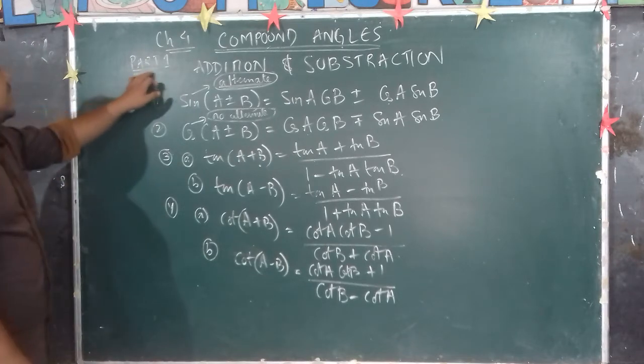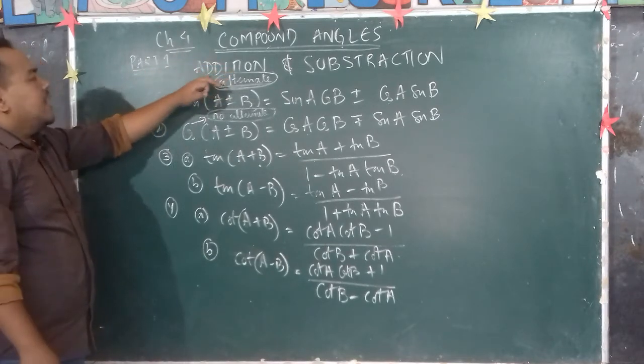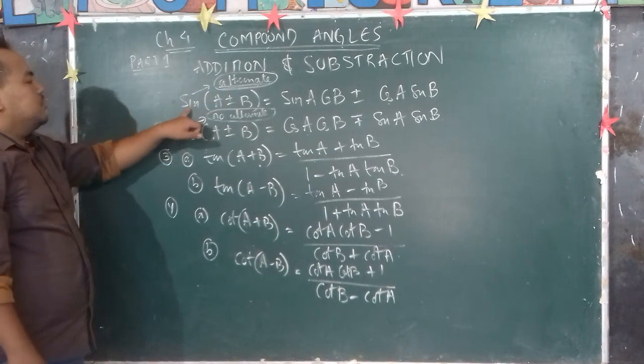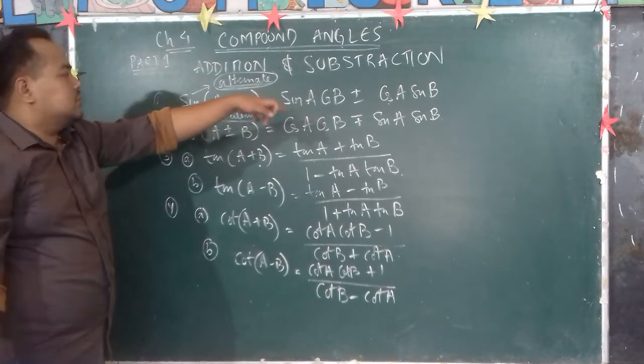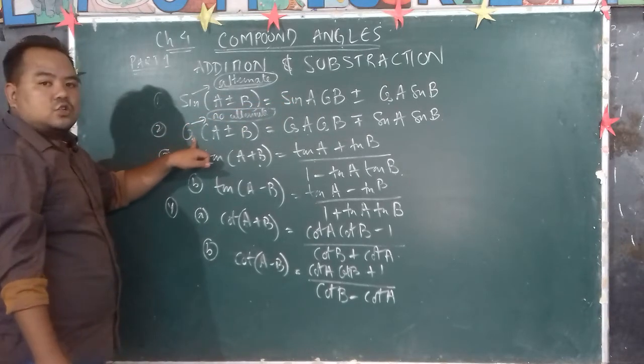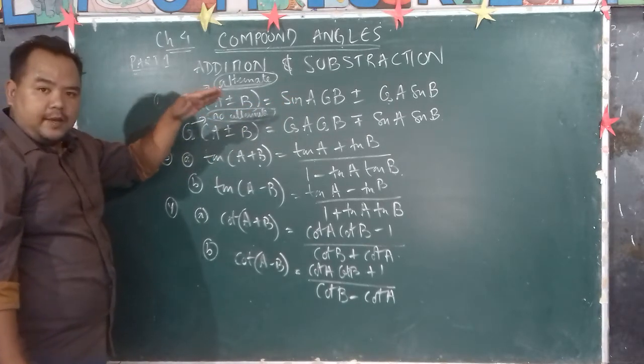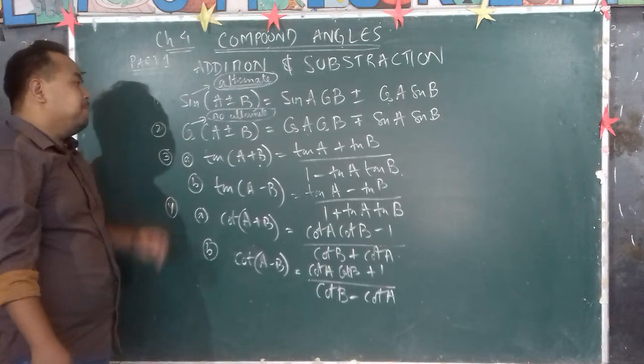Once again, part 1, this is compound angle, addition and subtraction formula. Whenever there is sine, let me revise one more time, alternate. Sine is followed by cos, cos is followed by sine. Whenever it's cos, no alternate. Cos will be followed by cos, and sine will be followed by sine.